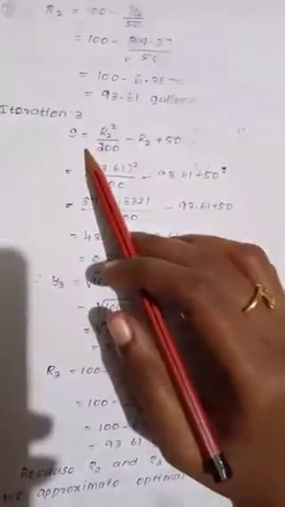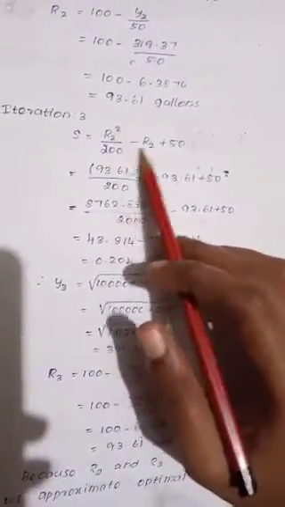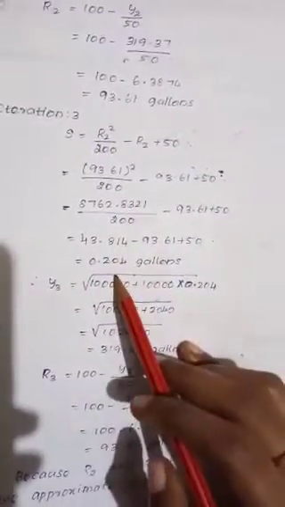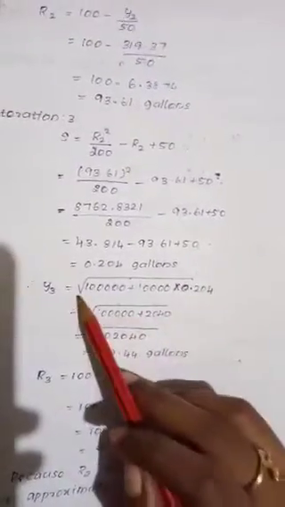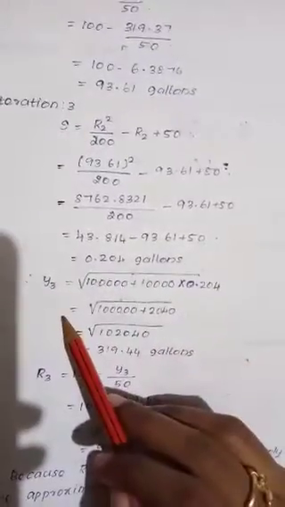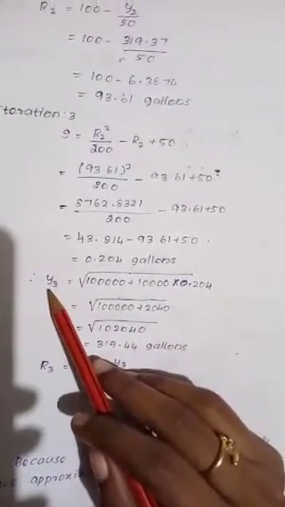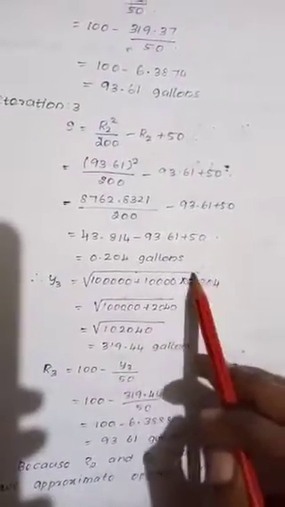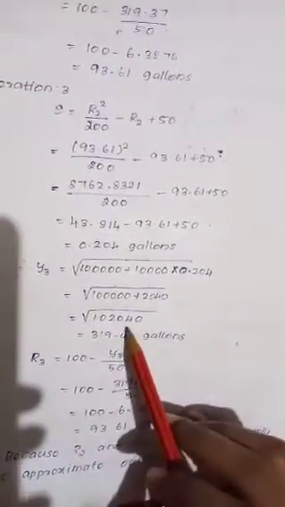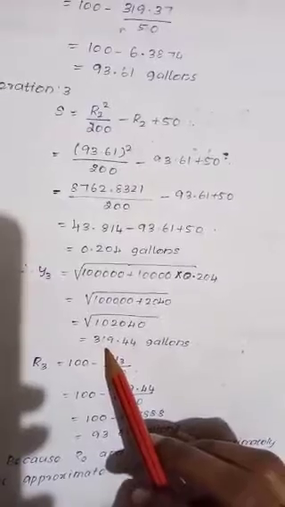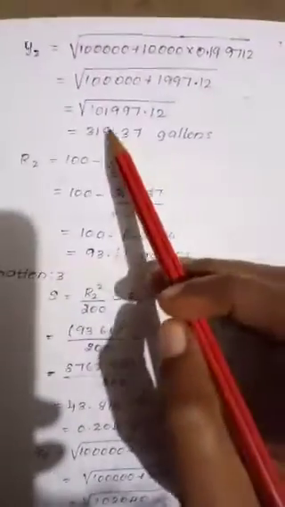Next, iteration 3. s is equal to r2 squared by 200 minus r2 plus 50. We substitute the r2 value from iteration 2 and simplify, and the value of s is 0.204 gallons. Therefore, we put this s value in y3. Substituting the value of s and simplifying, y3 is equal to 319.44 gallons. Now we see y3, 319.44 gallons, and y2, 319.37 gallons, are approximately equal.